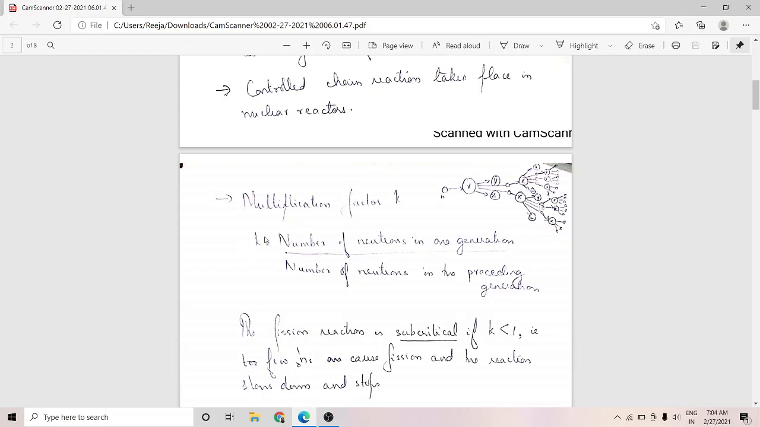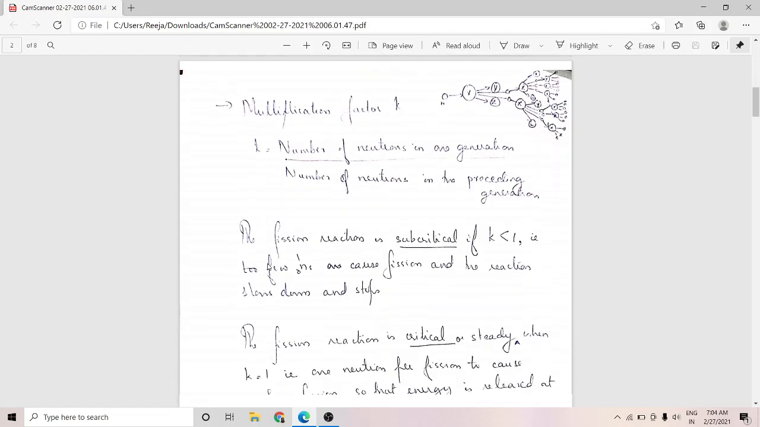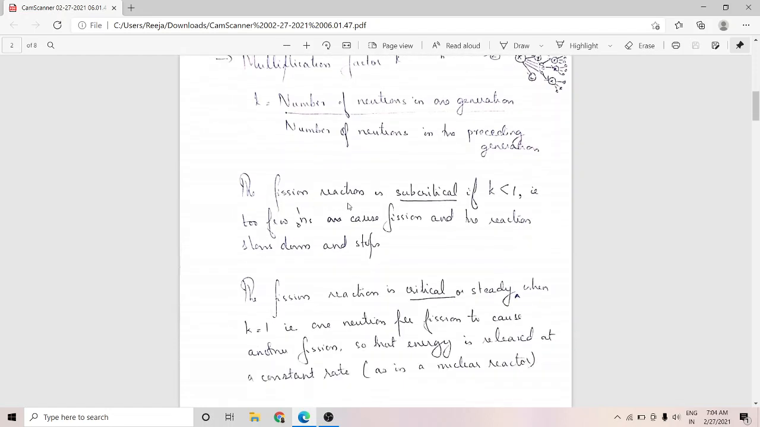Depending on the values of K, three conditions can be obtained. The first one is the fission reaction may be subcritical if K is less than 1. That is, too few neutrons are there to cause fission and the reaction slows down and stops. K becomes less than 1 when the number of neutrons in one generation becomes lesser than that in the preceding generation. So very few neutrons are available to cause fission, and the reaction slows down and it ultimately stops.